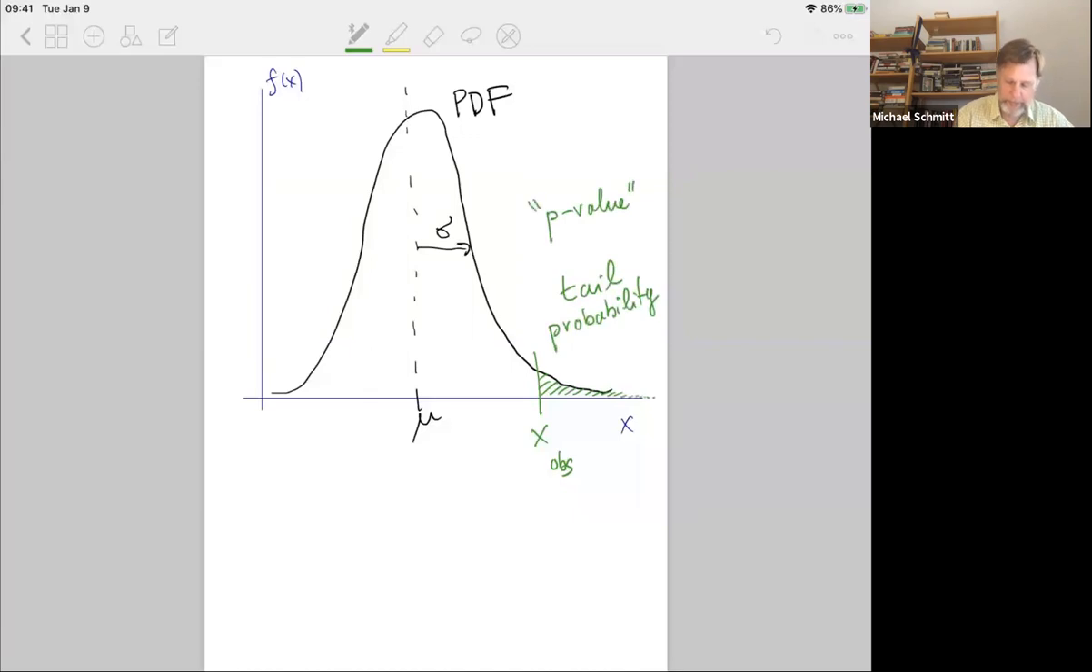The other name for the tail probability is the p-value. Tail probability is kind of a general term that you use whenever you're talking about the tail of a PDF. The p-value shows up specifically when you're asking what is the likelihood or the probability of something happening. And usually you are interested in things being unusual, not being usual.